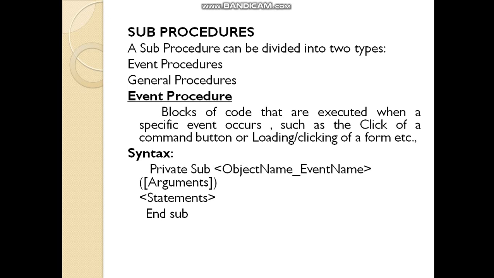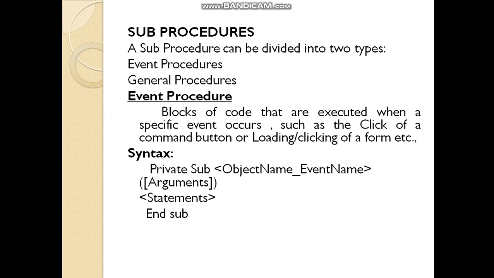An event procedure is a block of code that is executed when a specific event occurs, such as click. Up to now we have executed all the programs under the event procedure only. We have written code in the click event of a command button. When we click on the command button, only then is the code executed. This is called an event procedure.